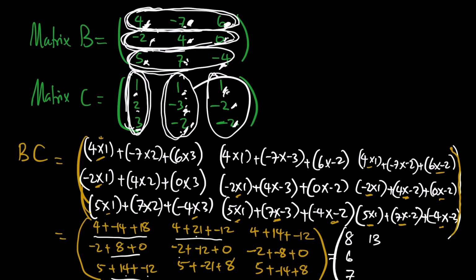Now negative 2, negative 12 is negative 14. And this, 5 minus 21 is negative 16 plus 8 gives us negative 8. This plus this is 18. 18 minus 12 is 6. Negative 2 minus 8 is negative 10. This and this gives us negative 9 plus 8, which gives us negative 1. And that gives us our answer. I hope this is clear.